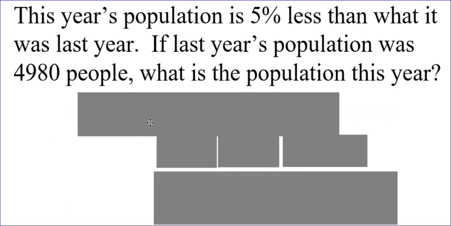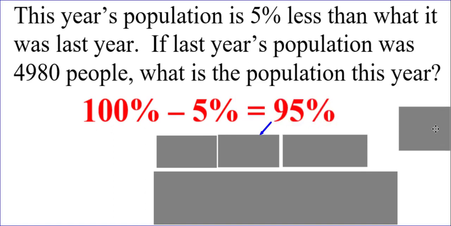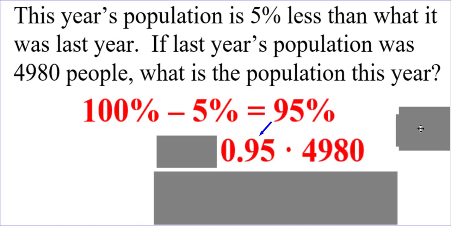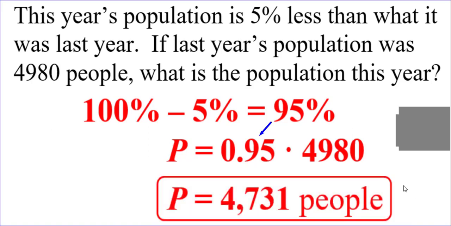Let's go ahead and do that. 100% subtract 5%. It's now 5% less than. That's a decrease. It means the new population is now only 95% of what it used to be. Put that in decimal form. Now, take it times the old. Last year's population is the old population. We're going to multiply that times 0.95. That will be equal to the new. Again, I picked P for population, but you can pick any letter you want. Multiply this in your calculator, and you will get 4,731 people.